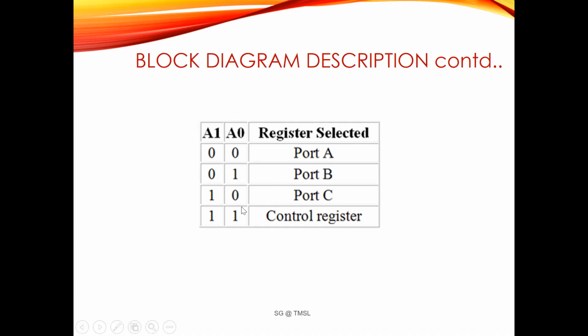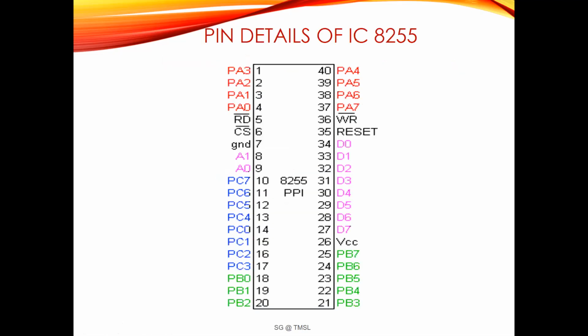And if both are 1 1, the control register will be selected. In this way, different registers can be selected with the help of two address lines A0 and A1. Now here's the pin details of the 8255 PPI, a 40 pin IC, and I have told you all these pin functions.